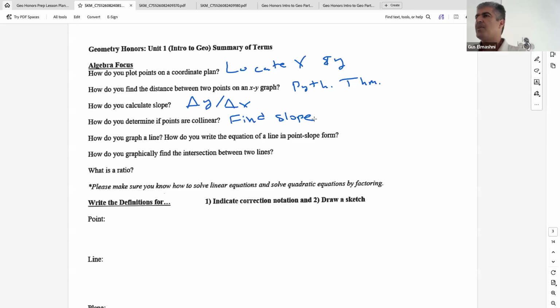For the first question, I know it's kind of a dumb question. Just say locate X and Y. Yeah, it's a dumb question. I think it's kind of dumb.